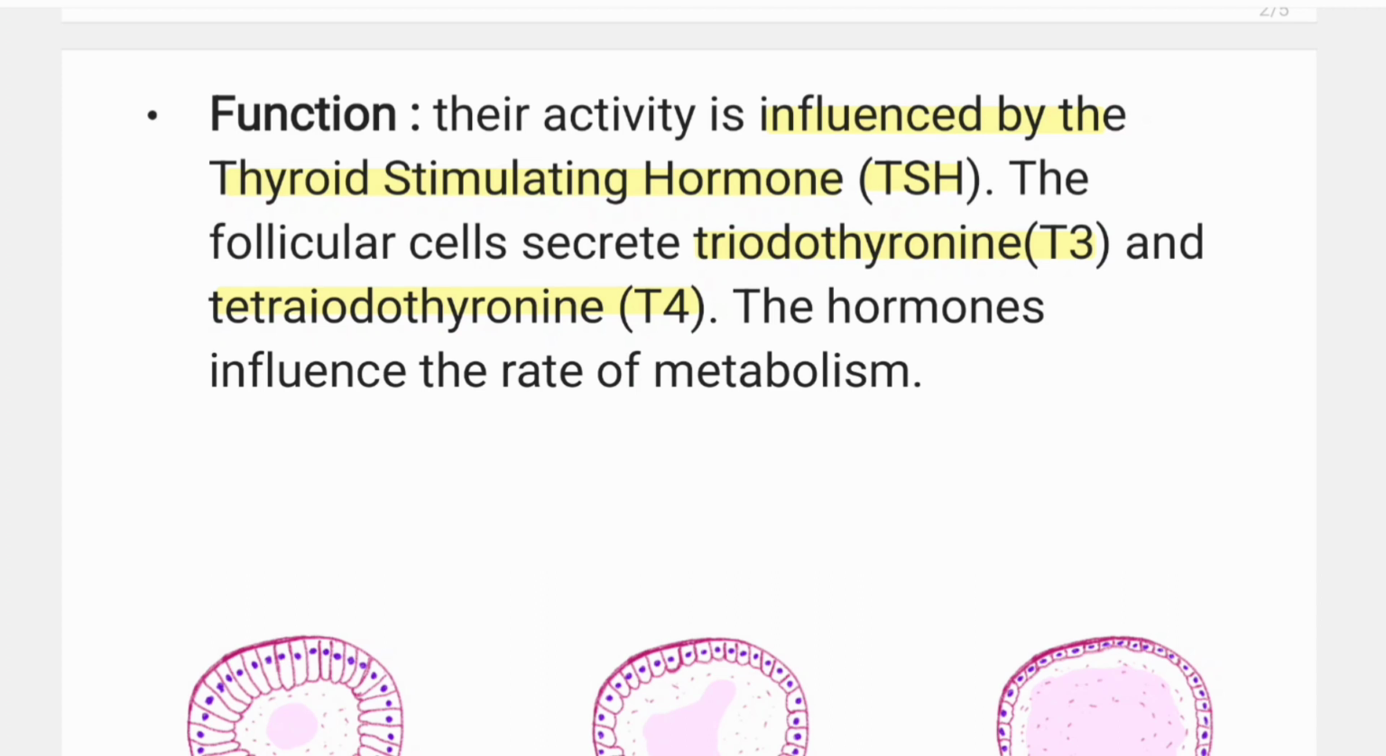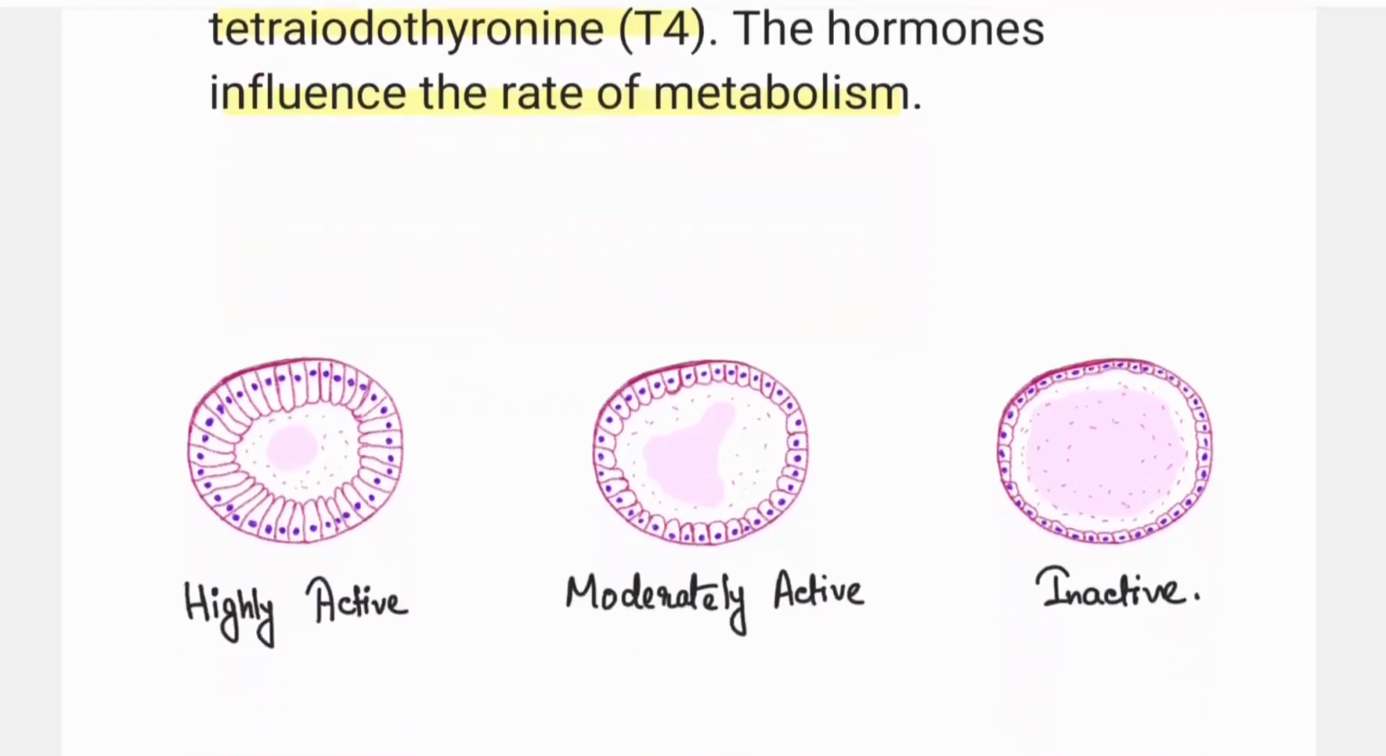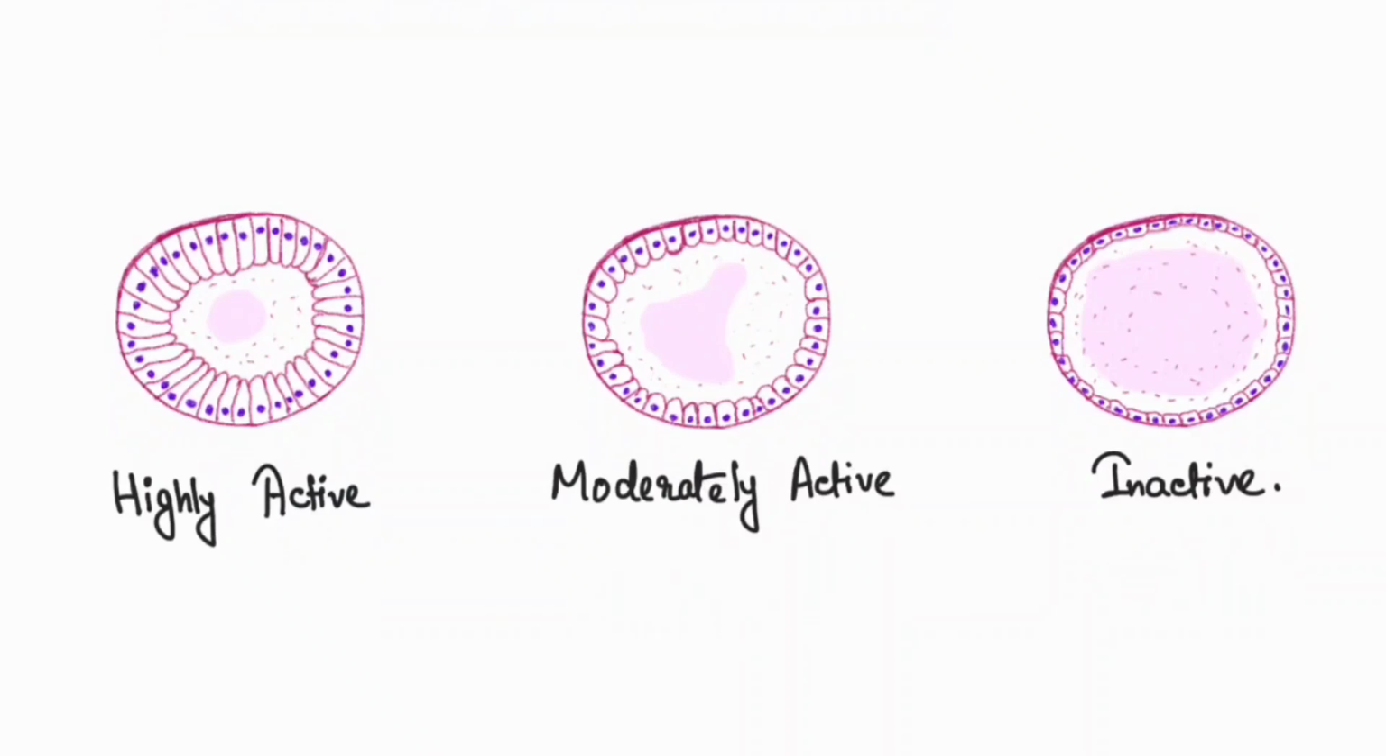Now, what are the functions of these hormones? These hormones influence the rate of metabolism in our body. So we will see the three stages of follicular cells.